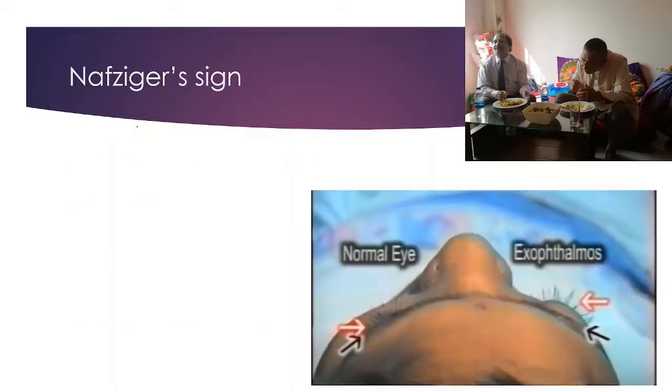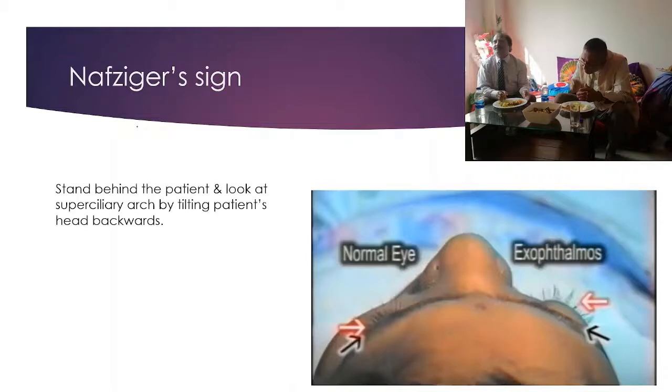And then you go for the Nafziger sign. Nafziger sign is used to assess whether the patient has developed exophthalmos, and it is done from behind. You will stand behind the patient and look at the supraciliary arch. This is the supraciliary arch, both supraciliary arches. You stand behind the patient, and your supraciliary arch or eye level will be in a similar line with the patient's supraciliary arch.